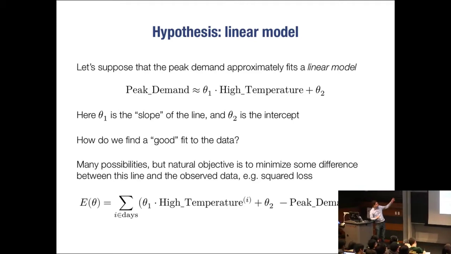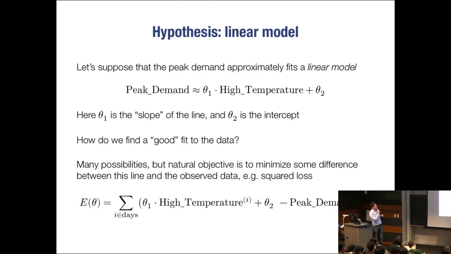So again, we're going to hypothesize that peak demand is theta 1 times the high temperature plus theta 2. Theta 1 is just a parameter we're going to try to find. And that's going to be our model for how we predict what the peak demand is going to be tomorrow. So now the key question here is, how do we find a good fit to the data? And it seems like an easy question, at least in this context, and it actually is pretty easy in this context.